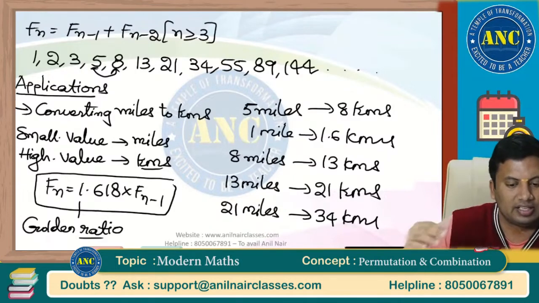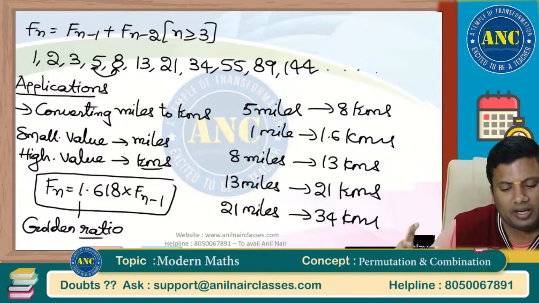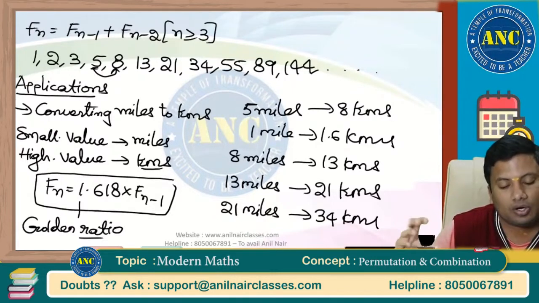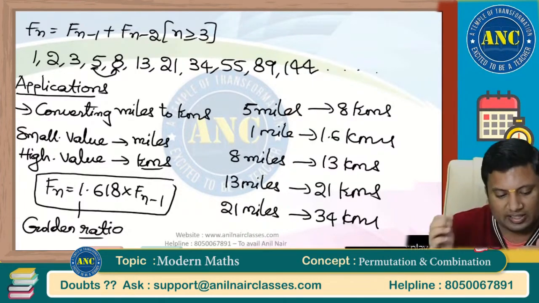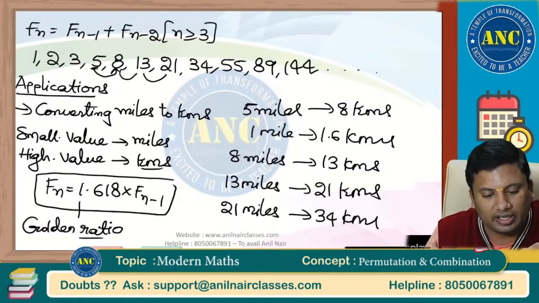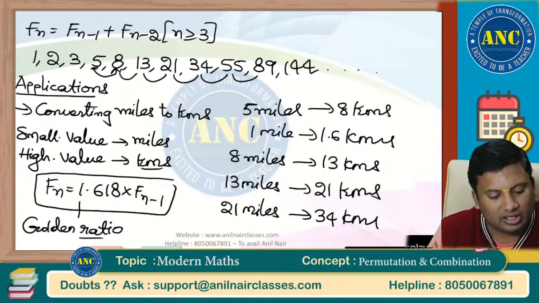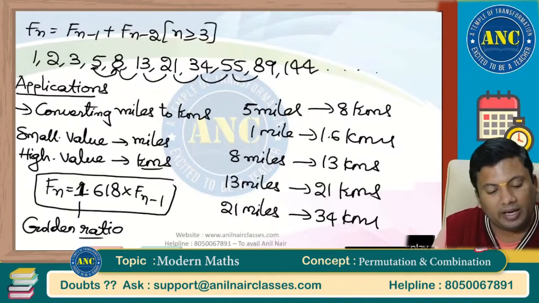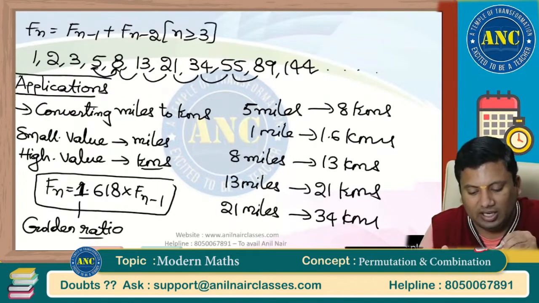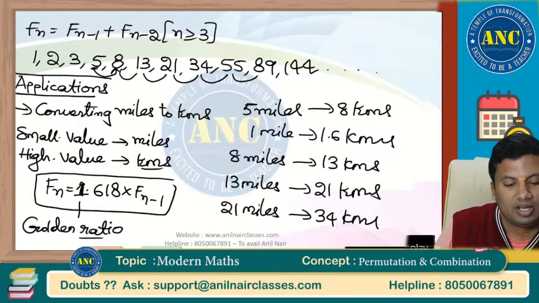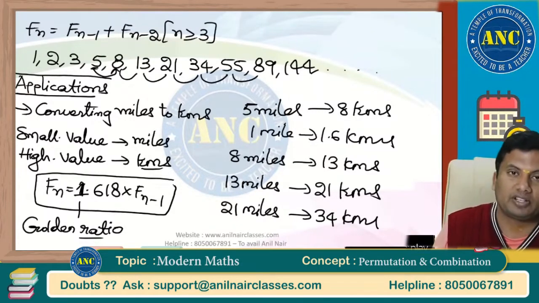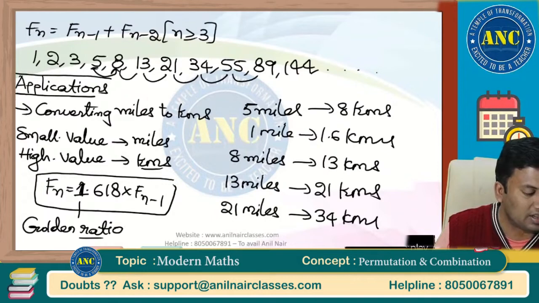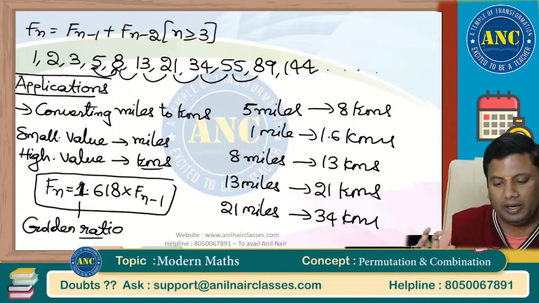As the value increases, 8 by 5 is close to 1.6, 13 by 8 again is close to 1.6, 21 by 13 again is close to 1.6. So the ratio between two consecutive values is nothing but the golden ratio, and that ratio value is given by 1.618. One application of the Fibonacci series is converting miles into kilometers. The smallest value is the representation of miles, and the largest value is the representation of kilometers. This is one application.